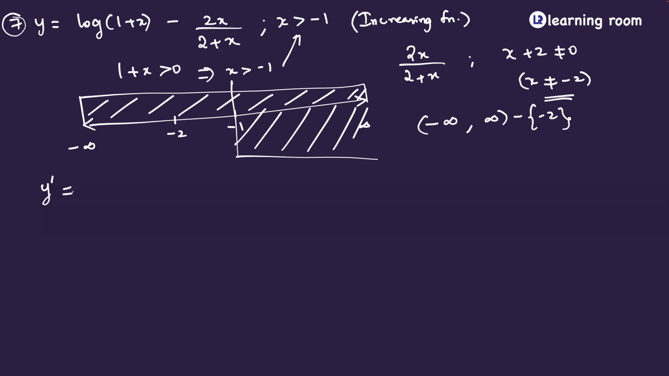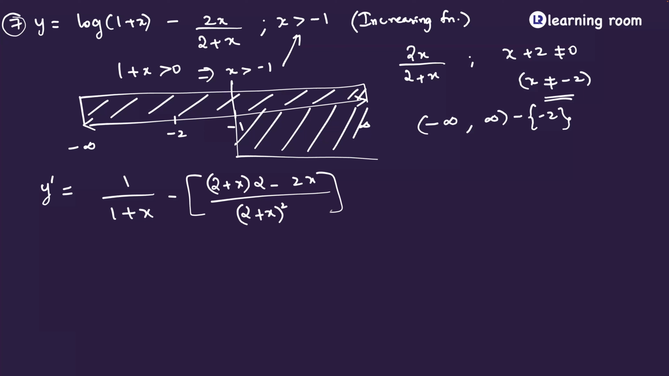So what is the derivative of log of 1 plus x? 1 by 1 plus x minus, what is the derivative of 2x by 2 plus x? 2 plus x into 2 minus 2x divided by 2 plus x the whole square. Am I clear with this? Now when you multiply, I'm trying to skip one step. So you will get 4 plus 2x. What do you have here? Minus 2x. So 2x and 2x will get cancelled. I hope you could understand this point, right?